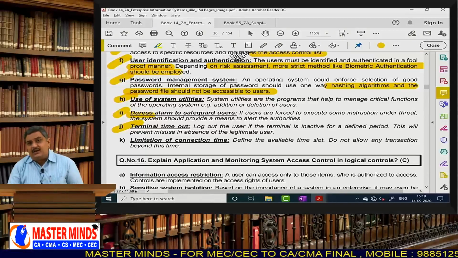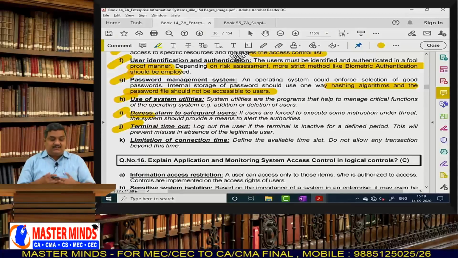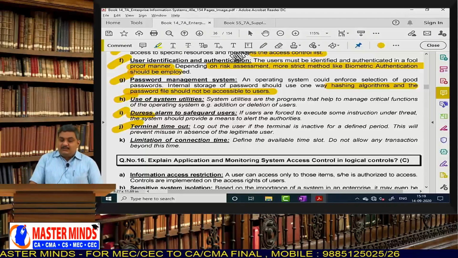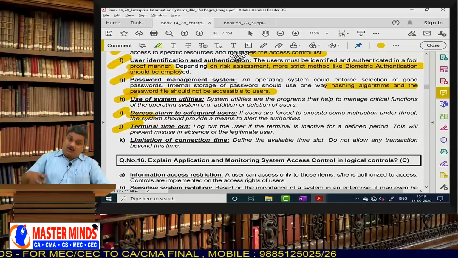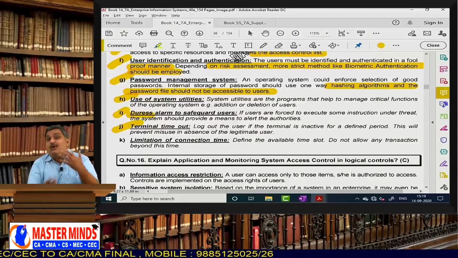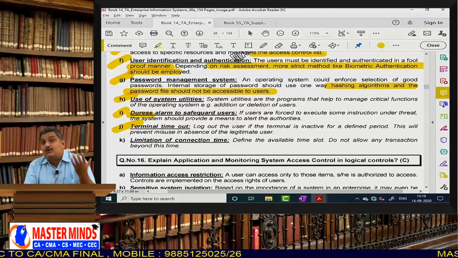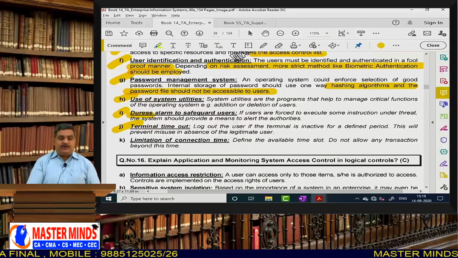This is a general observation that we can make in banks. So that kind of mechanism, terminal timeout mechanism, should be there. And who should do this? Who will auto log off? Who will make you log off automatically? It is the operating system. That's why we are learning this point here.